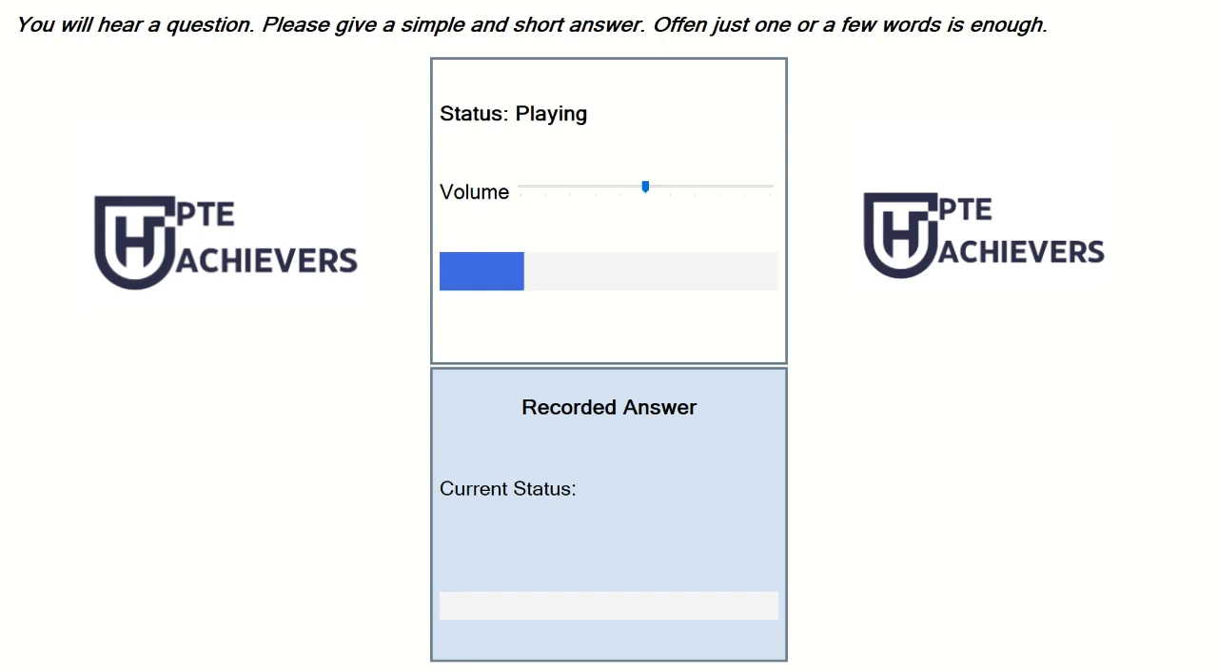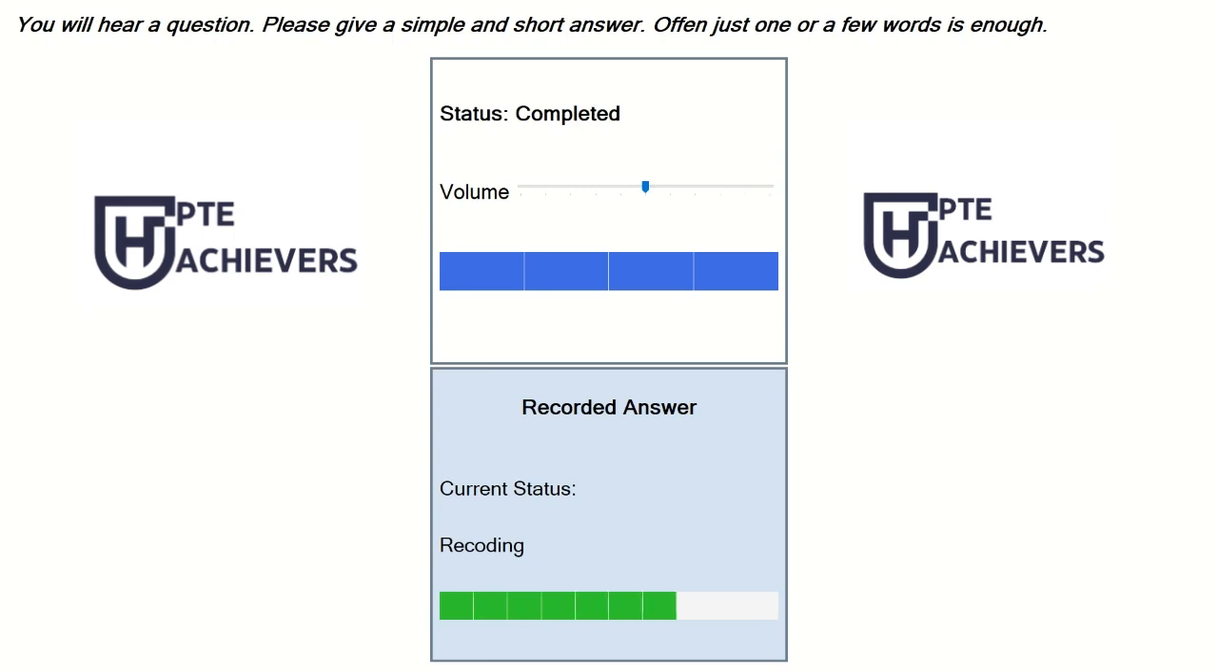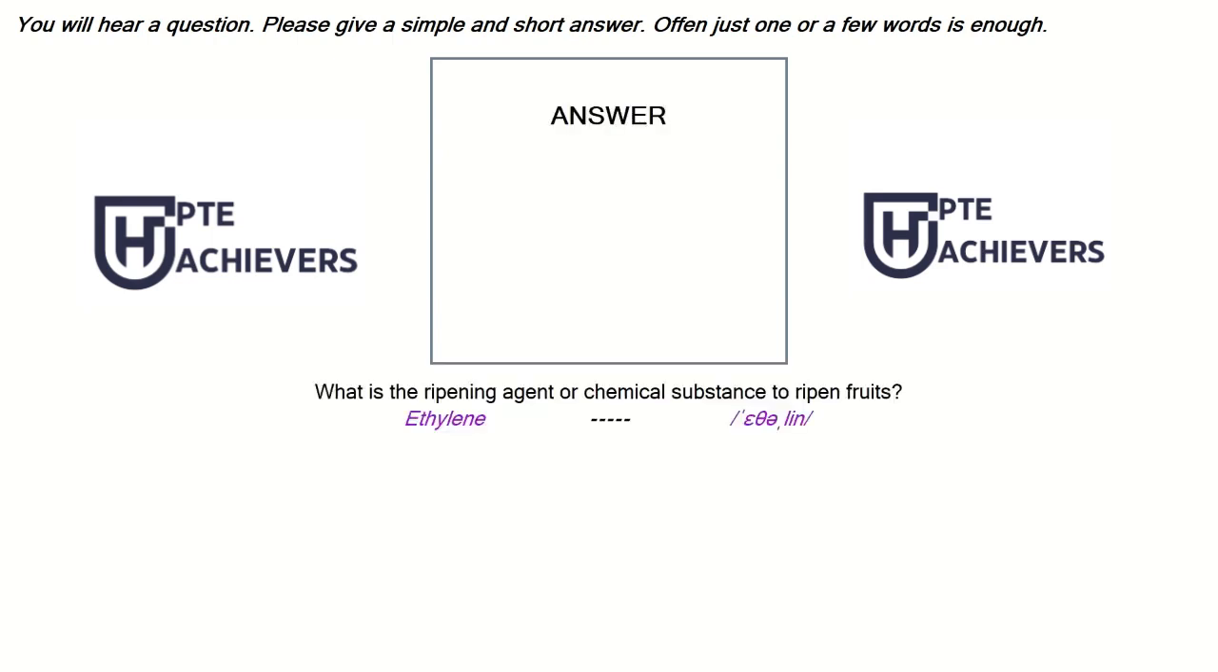What is the ripening agent or chemical substance to ripen fruits? Ethylene.